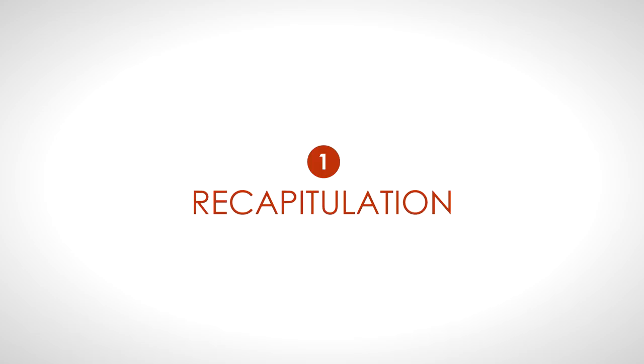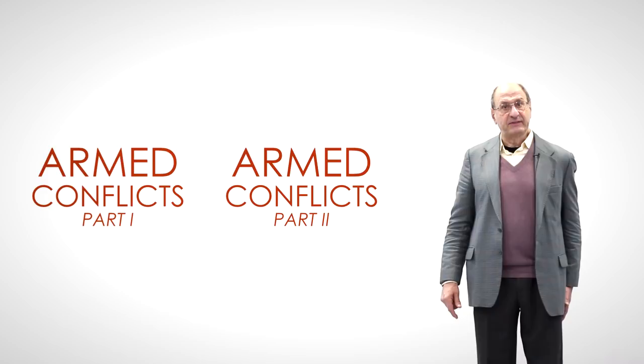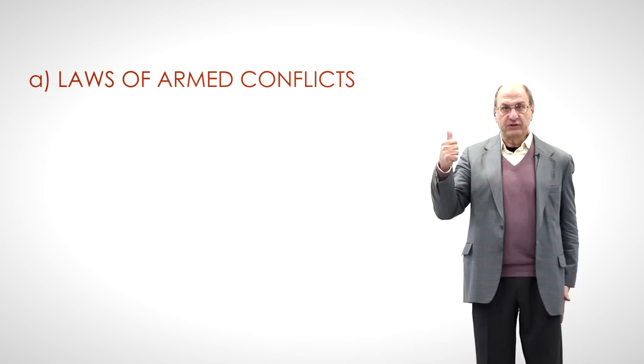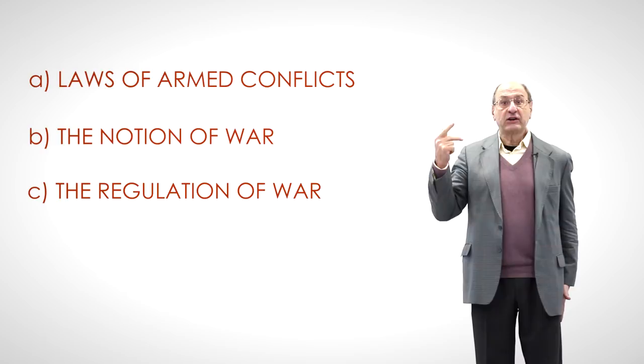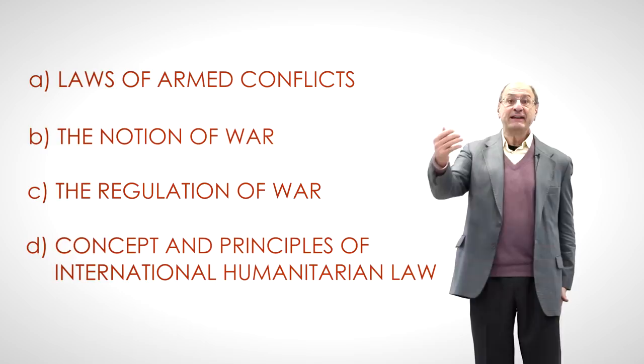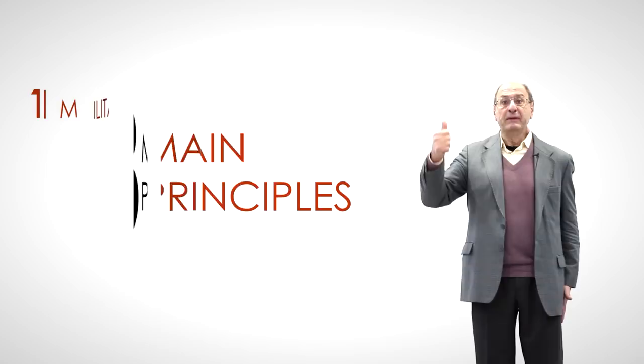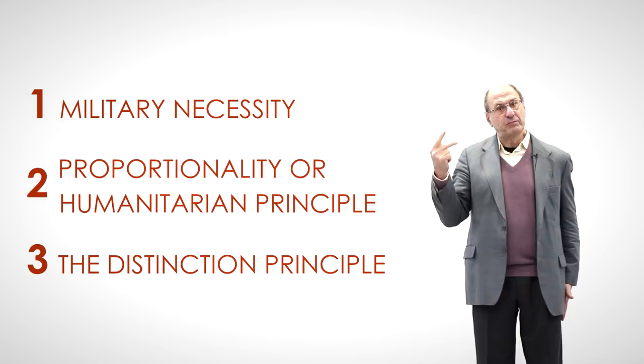This is the second class about armed conflicts and human rights. In the previous class, we saw the laws of armed conflicts, known as international humanitarian law, the notion of war, the regulation of war, and the concept and the principles of international humanitarian law. As explained in that class, there are three main principles in international humanitarian law: military necessity, proportionality or humanitarian principle, and the distinction principle.